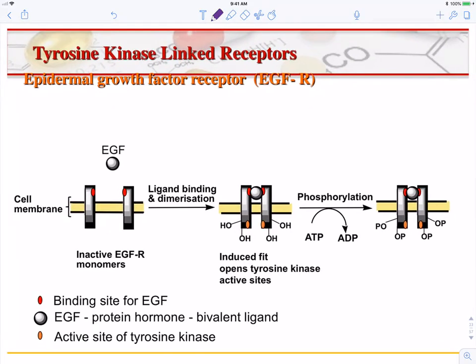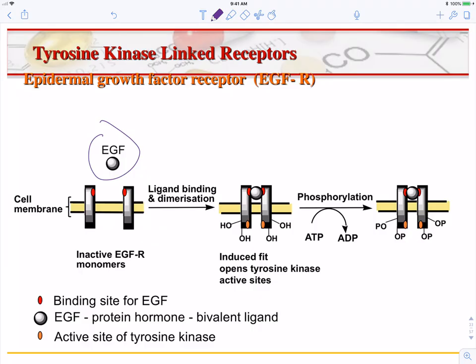A typical example of tyrosine kinase linked receptors is the growth factor receptors, such as the epidermal growth factor receptor. We'll talk about this kind of receptor again when we talk about anti-cancer agents, because generally this kind of receptor can be involved in cancer. What happens then when the EGF, the epidermal growth factor, binds to the receptor?